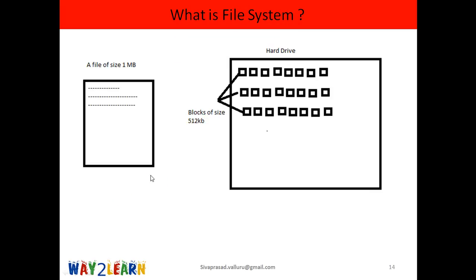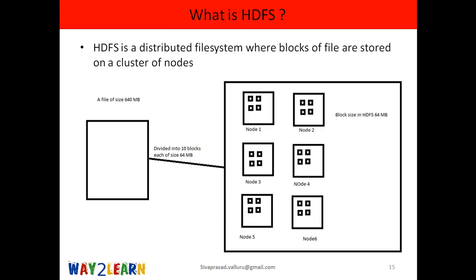Now let us try to understand what a distributed file system is. A distributed file system is also similar to a file system, but the blocks are not stored on a single machine. The blocks are stored in a cluster of machines. What is a cluster? A cluster is nothing but a combination of nodes, a combination of machines performing similar actions.